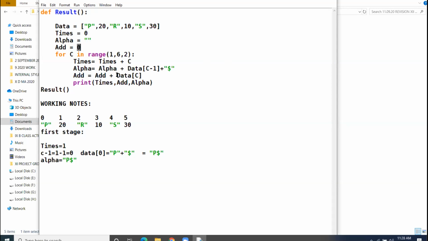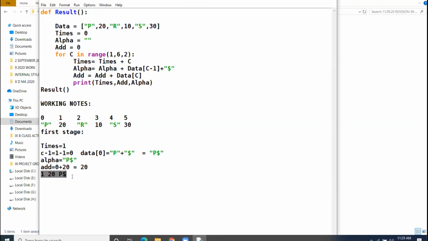Then add. Add is 0 plus data of C. The value of C is 1. Data of 1 means 20. So add will be 0 plus 20, so it becomes 20. Now print times, add and alpha. So the first answer is times is 1, add is 20, then P dollar. This is our first answer.